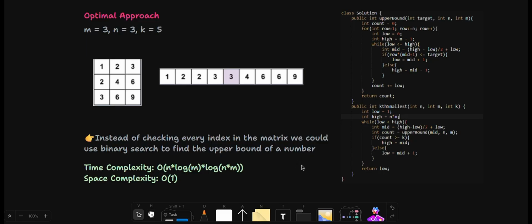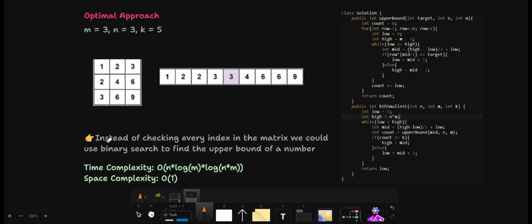So this approach is also very similar to the better solution, but in this, instead of going through every element, we use binary search even for calculating the count. If you know upper bound of a binary search, if you don't know, I highly suggest you go ahead and study binary search, upper bound and lower bound. For this particular question, we use upper bound. I'll explain why you use upper bound.